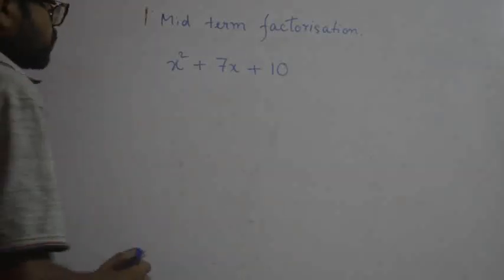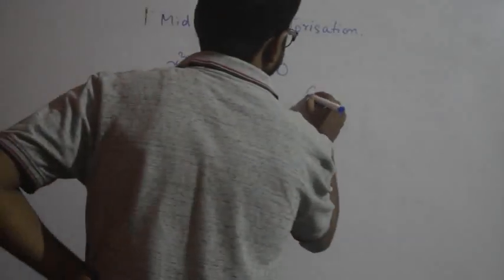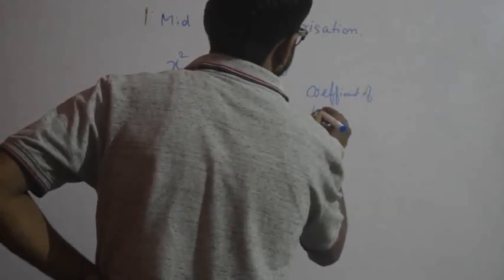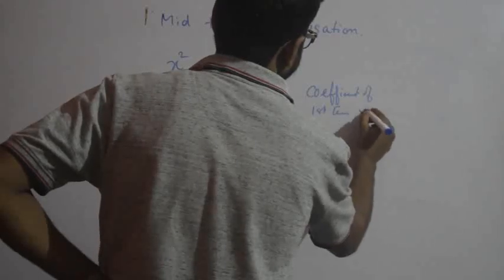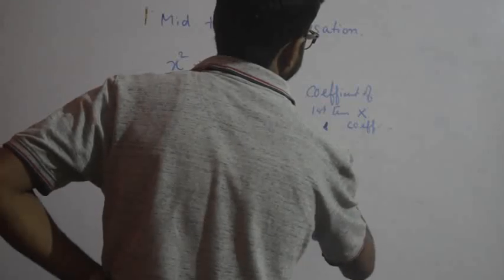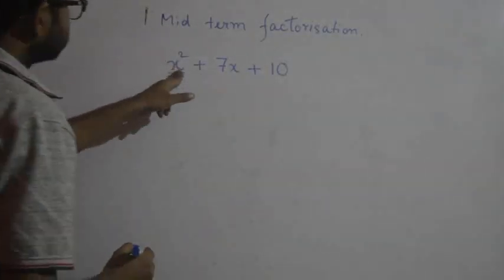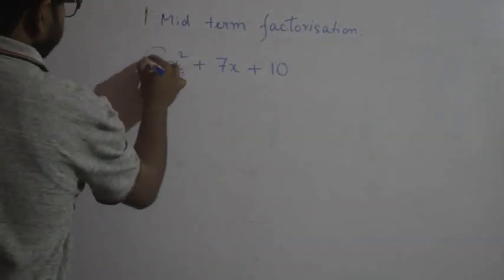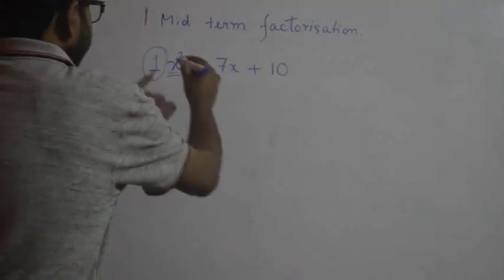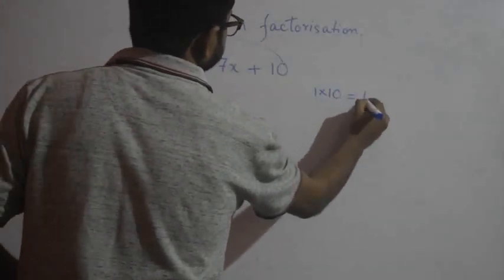Now what does this rule say? First you have to take the coefficient of the first term multiplied by the coefficient of the last term. You can say the coefficient of the last term or the constant. So here the coefficient of the first term is nothing but 1, and the last term is 10. So what you have to do, you have to take the product of these two. 1 into 10, that is equal to 10.